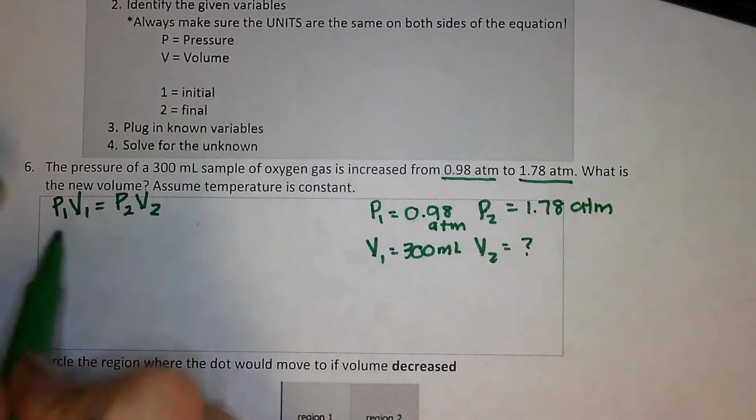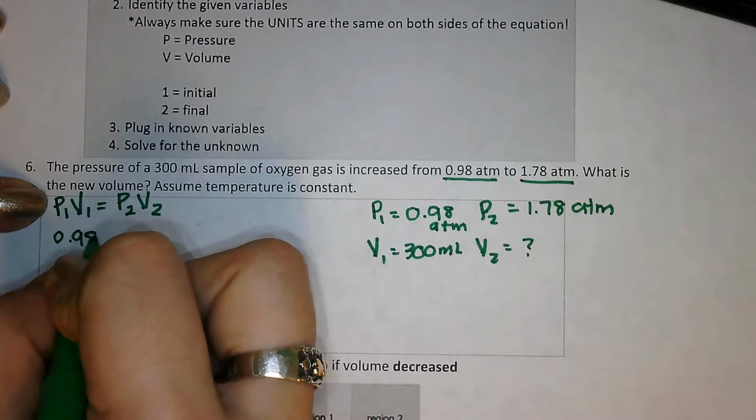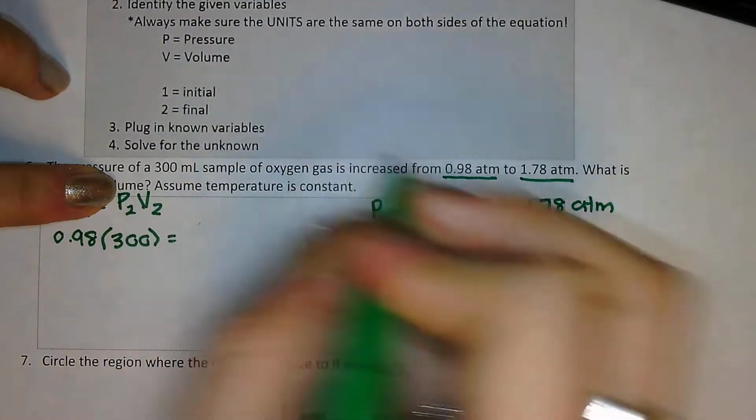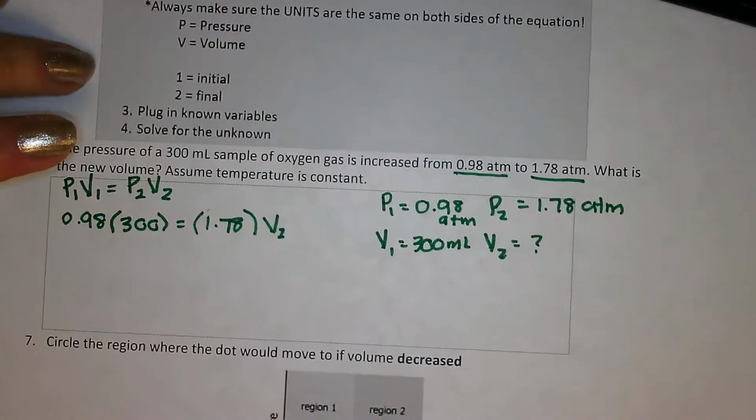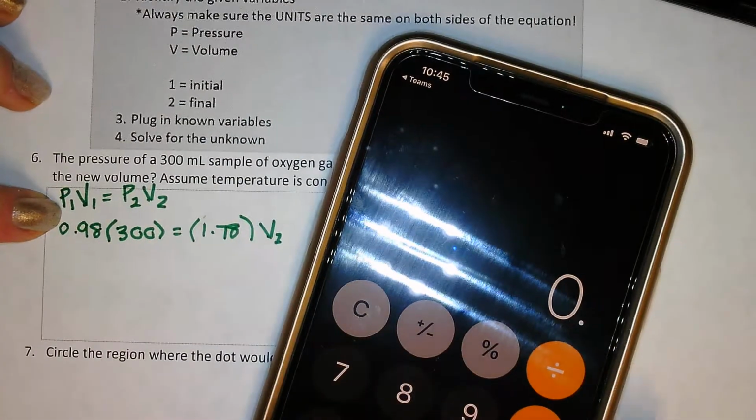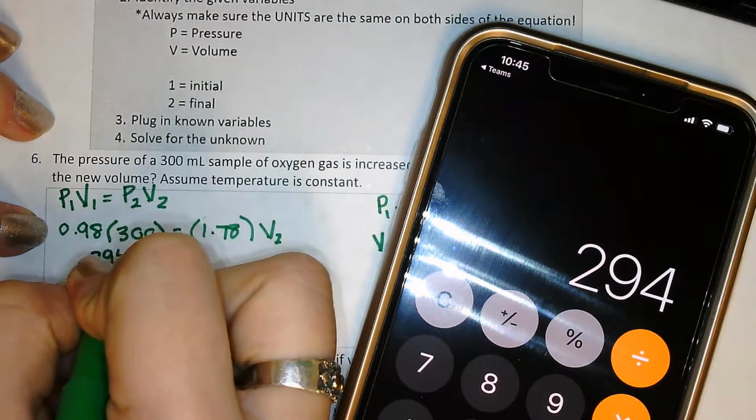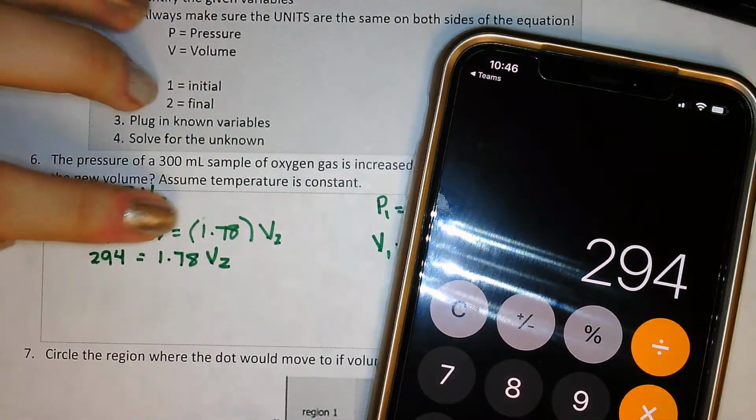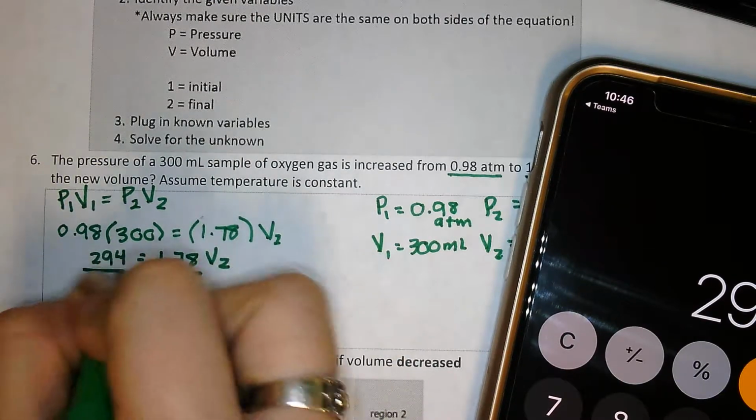So I'm just going to go ahead and plug in my numbers to my formula. P1 is 0.98 times V1, which is 300, is equal to P2, which is 1.78 times V2, which we don't know, so I will leave it as V2. Now I just solve this equation: 0.98 times 300 is equal to 294, and then 1.78 times V2. Because I want to solve for V2, I have to divide both sides by 1.78 to get V2 by itself.